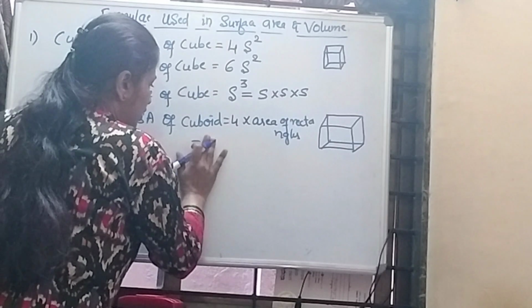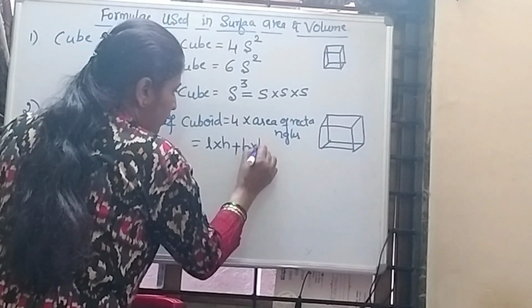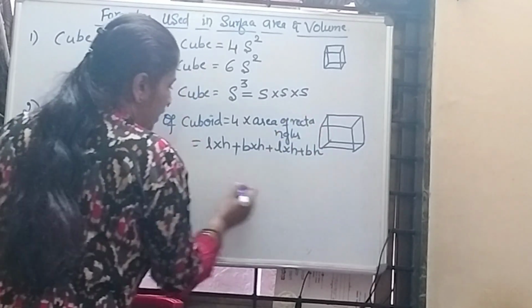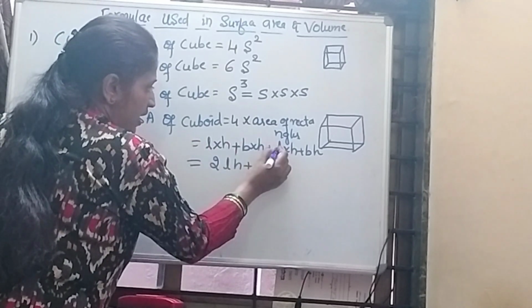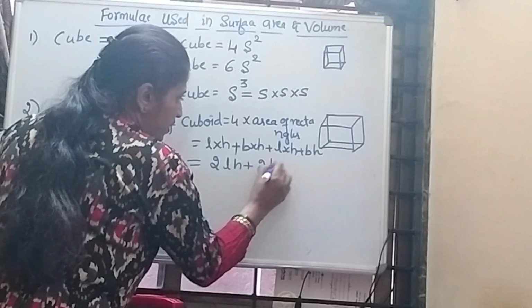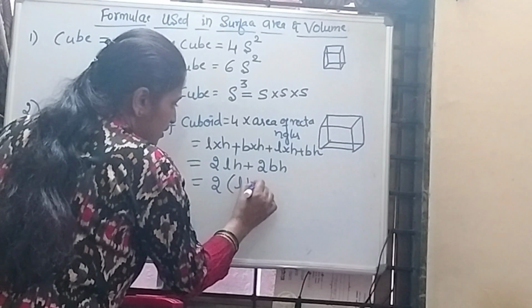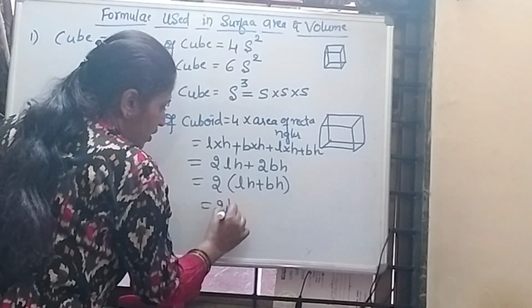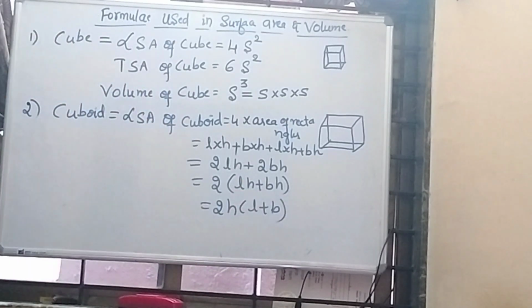So instead of 4, we can write L into H plus B into H plus L into H plus B into H. Similarly, if we add them, LH plus LH is 2LH, and 2BH, so 2 common, LH plus BH. Here H also can be taken common: 2H into (L plus B). This is the lateral surface area of cuboid.